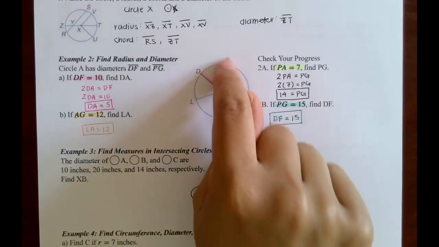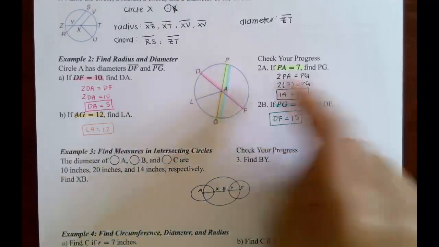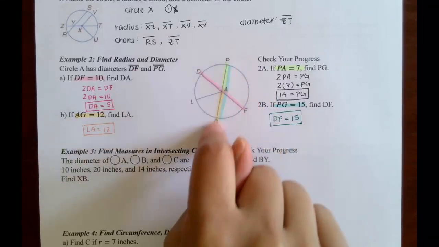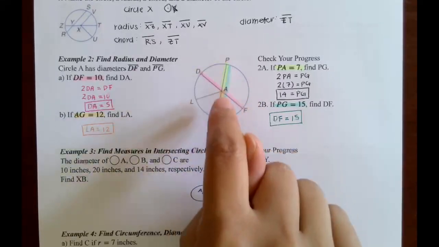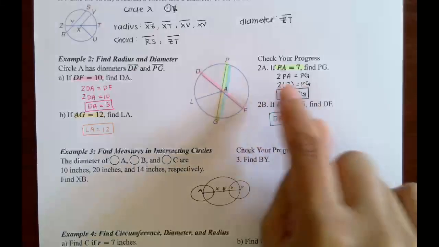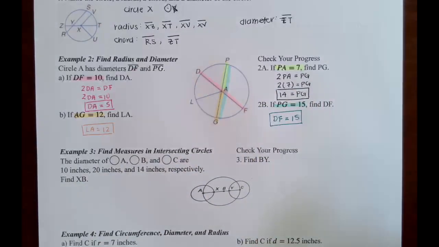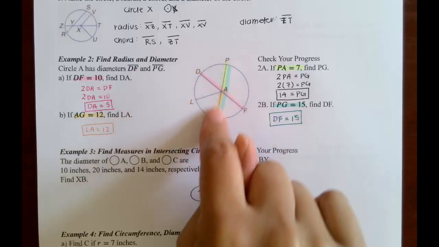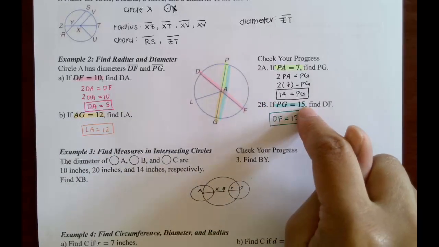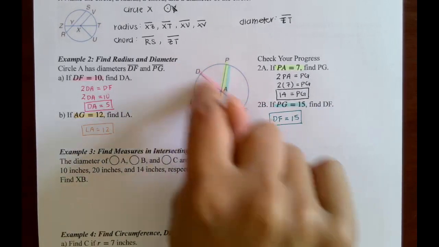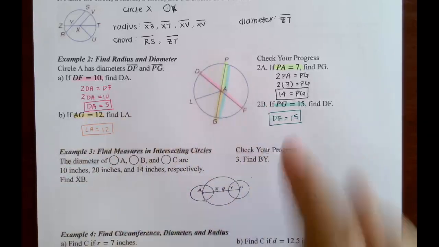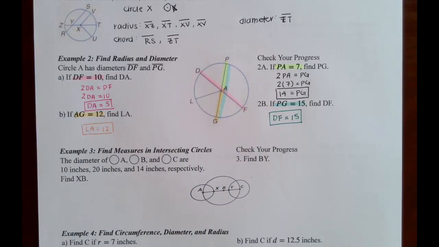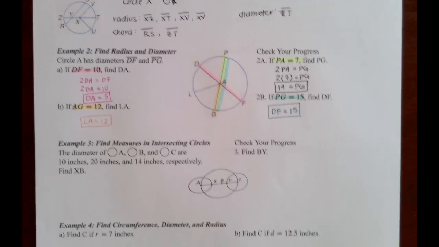So 2A, PA is 7, so that's a radius. If I want to find PG, that's the diameter. 2 of my radii make the diameter. So 2 times 7 gives me 14. For 2B, PG, that's the diameter, is 15. So to find DF, also the diameter, they would be the same. So DF is 15. Okay, moving on to example 3.